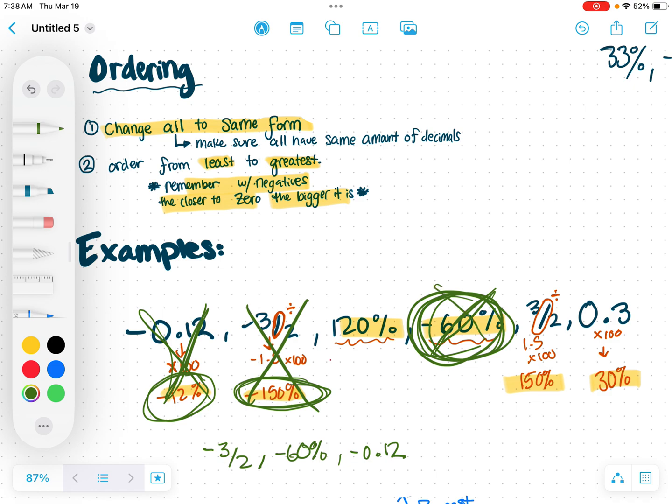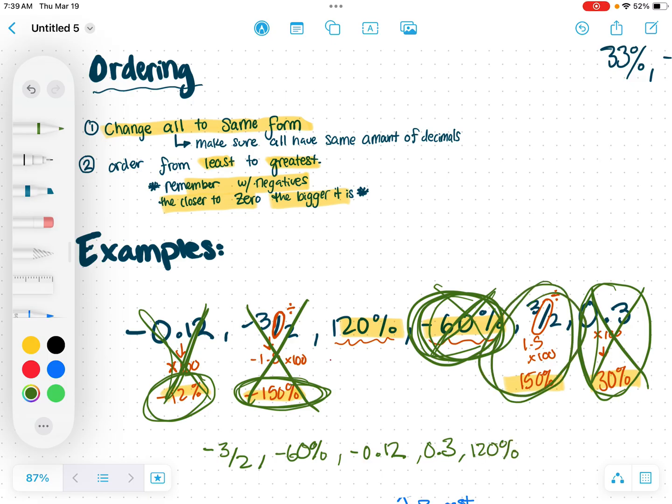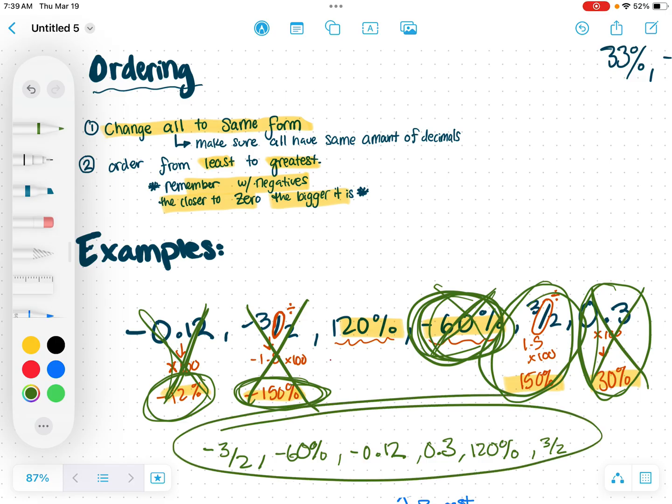Now we're looking at our positives, which we got 120, 150, and 30. So next would come 30%, which is 0.3. Next would come our 120%. Then lastly, we have our positive 150%, which was just 3/2. And that's how we order it from least to greatest.